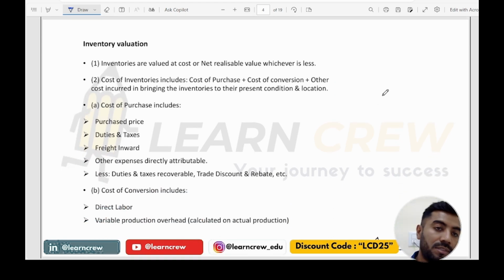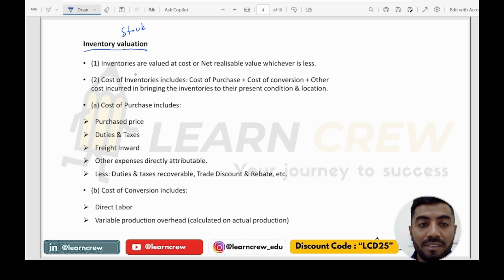Coming to inventory valuation. What is inventory valuation? Inventory valuation means at what value you record the inventory in the books of accounts. At what value you record this inventory or stock in the books of accounts.